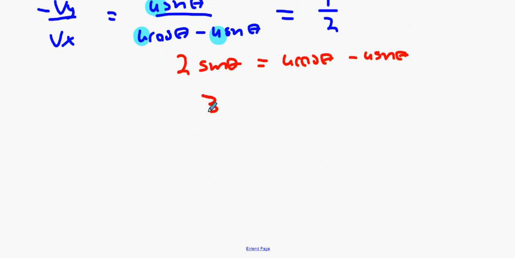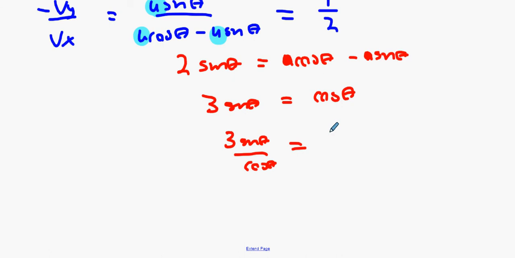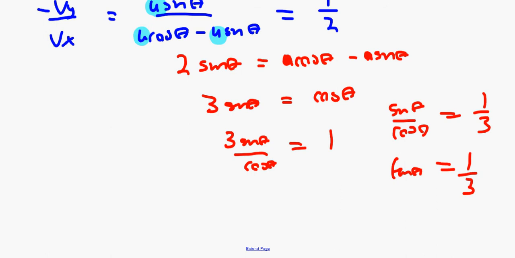3 sine theta. Oh wait, no u. 3 sine theta equals cos theta. What now? Bring cos theta underneath. So you get 3 sine theta over cos theta equals 1. Bring the 3 underneath, you get sine theta over cos theta equals 1 over 3. And what is sine theta over cos theta? Tan theta equals 1 over 3.